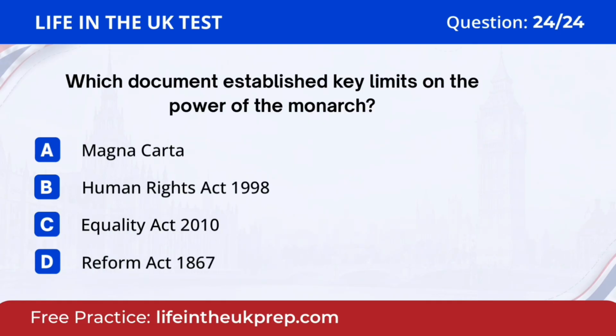Question 24. Which document established key limits on the power of the monarch? A. Magna Carta. B. Human Rights Act 1998. C. Equality Act 2010. D. Reform Act 1867. The answer is A. Magna Carta.